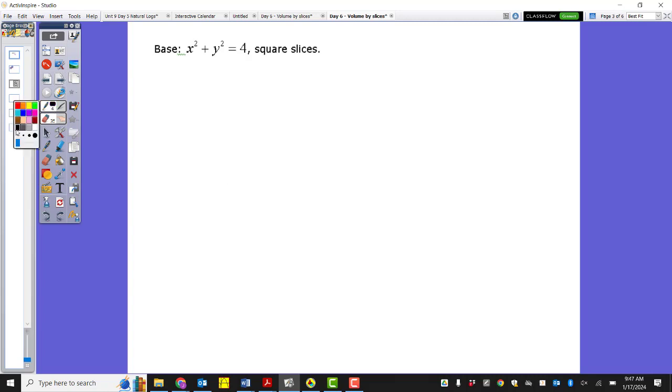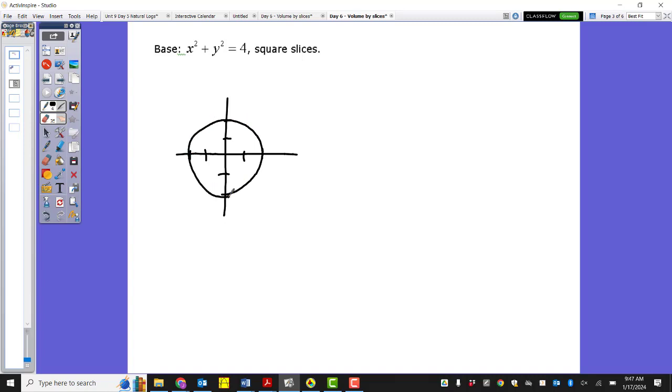So let's look at this one. Okay, this is the problem we just did. We have this shape. This is a circle with a radius of 2, and it has square slices. So we have a slice that if we were to drop it flat would end up being a square. There we go, square slice.